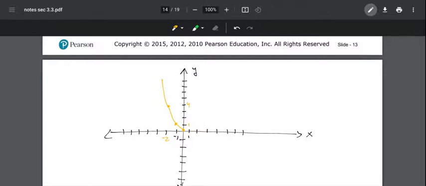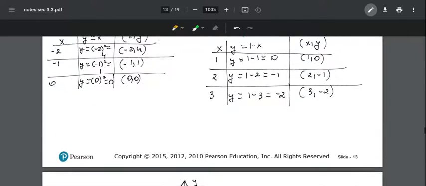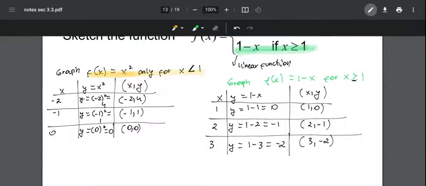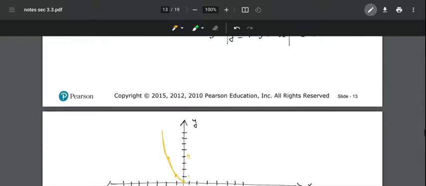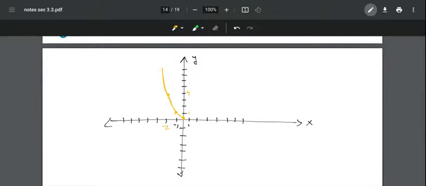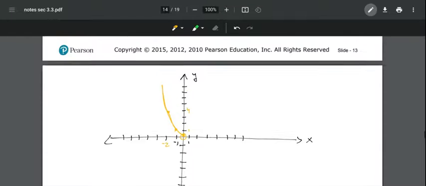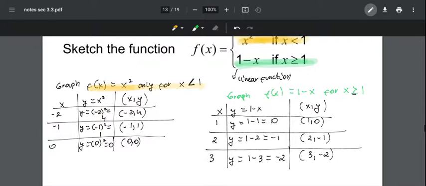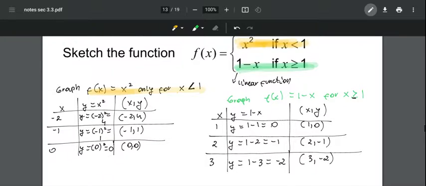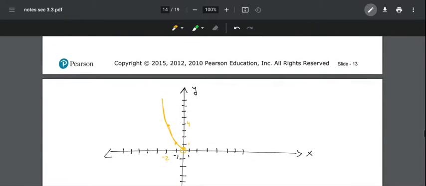Okay. So this is the part of the quadratic function. And like you see, that quadratic function only works for x less than 1. So here I have to keep an open circle because x is less than 1, okay.